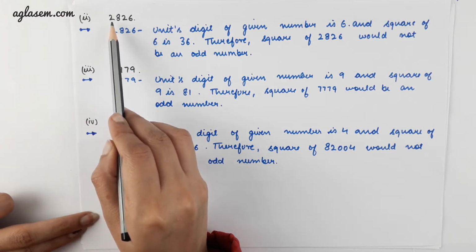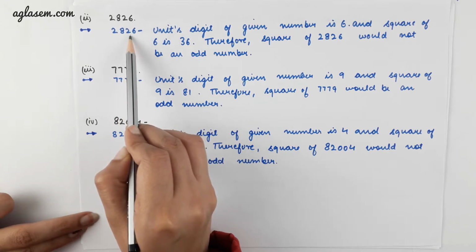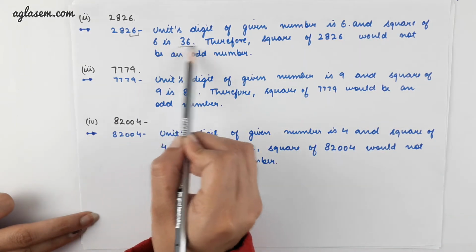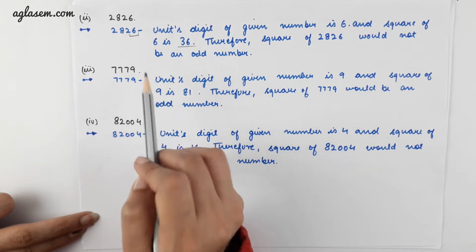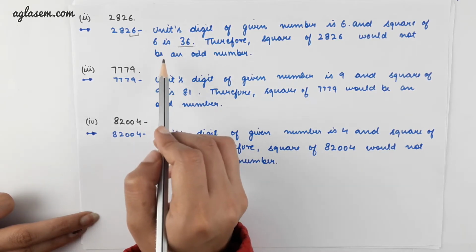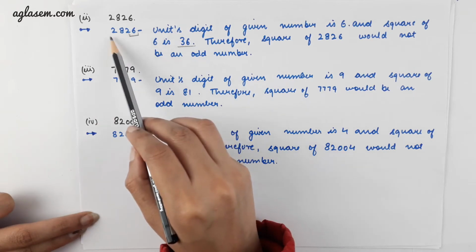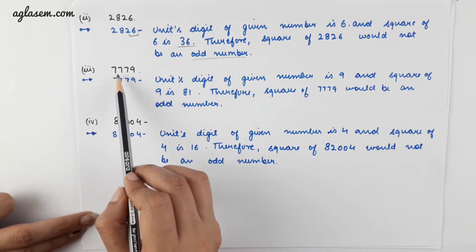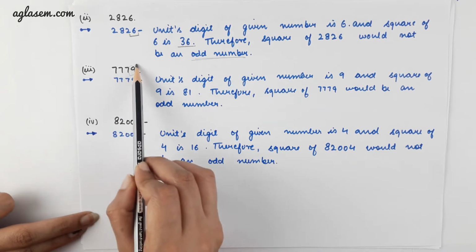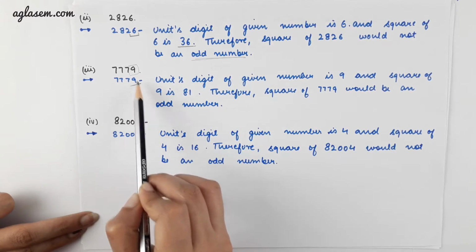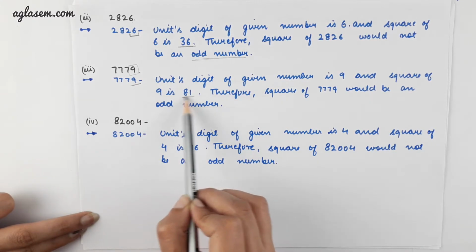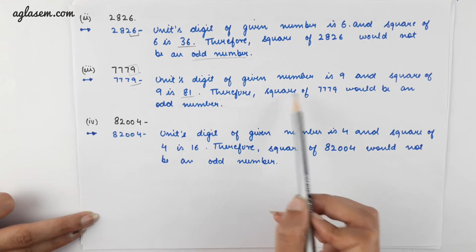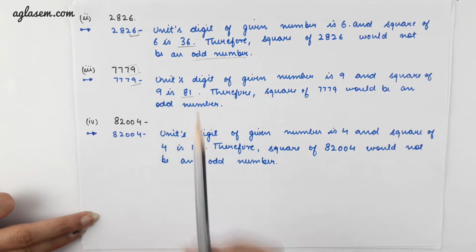Similarly, for the second part of the question, 2826, consider the unit digit of the given number, that is 6. The square of 6 is 36. So, is 36 an odd number? No, 36 is an even number. Therefore, the square of 2826 is not an odd number. Third part of the question is 7779. Here also consider the unit place of the number, which is 9, and the square of 9 is 81, and we know that 81 is an odd number. Therefore, the square of 7779 would be an odd number.